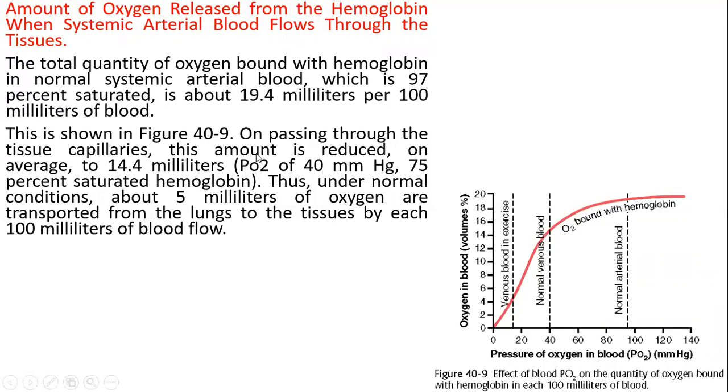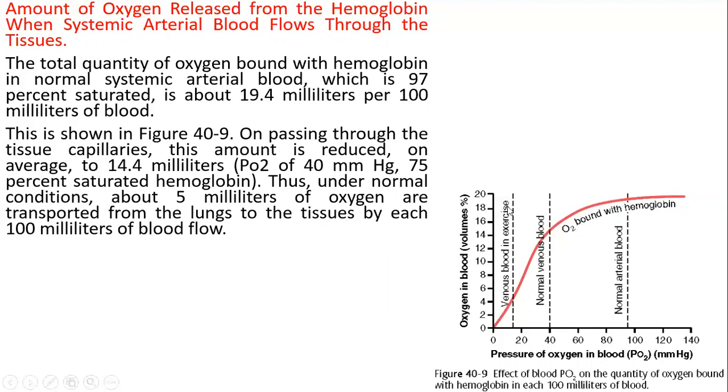This is shown in figure 49. On passing through the tissue capillary, this amount is reduced on average إلى 14.4 لما يكون PO2 هو 40 ملم، نتلقى 75% saturation. يعني الفرق بين الأكسجين اللي موجود في الأرتيريال بلاد عن الأكسجين اللي موجود بالفينوس بلاد هو 5 مل of oxygen are transported من the lung to the tissue لكل 100 مل of blood flow. نشوف هنا normal arterial blood هذا اللي هو saturation، وال PO2 يكون 95.